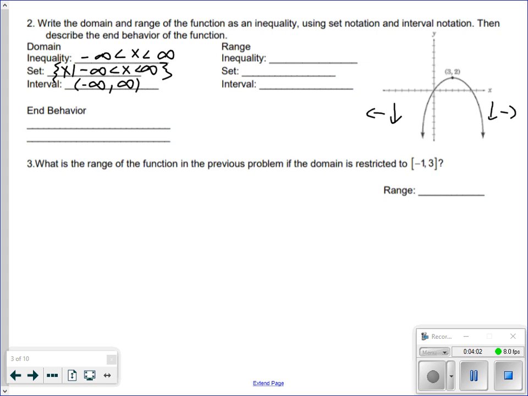The range, that's all our possible y values. So if you look at the graph on both ends, we're going down forever. That means our smallest possible y value is negative infinity. And then if you look up the graph, the highest point that we have is the vertex at (3, 2), and the y value of that is 2. And we can actually equal that 2, so y will be less than or equal to 2. Our set notation, that's just going to be the inequality with the fancy brackets.